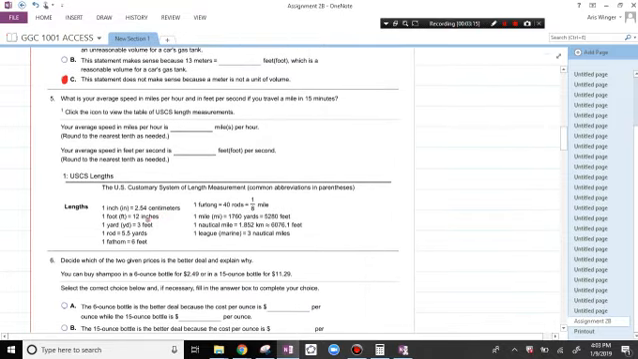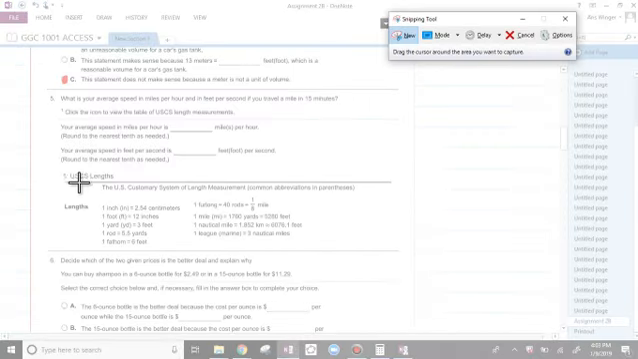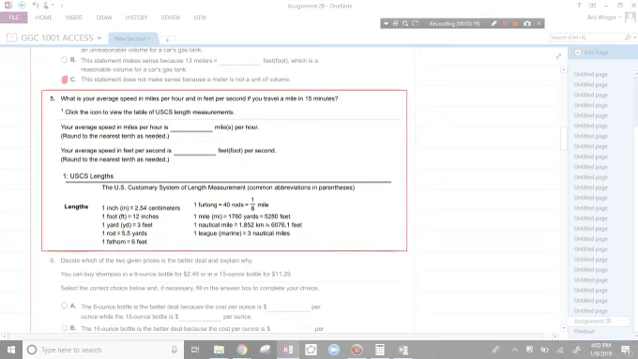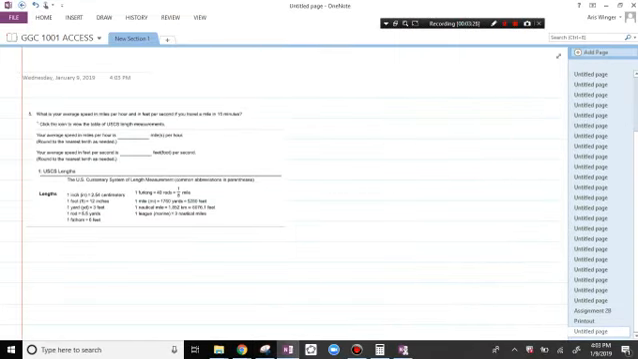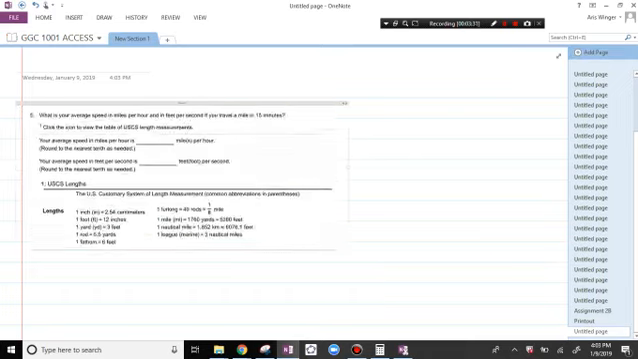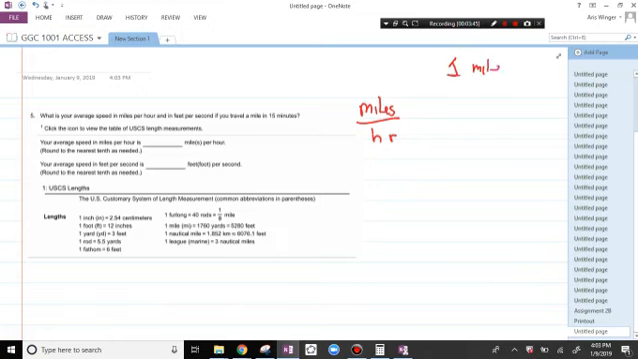What's your average speed in miles per hour? Okay, let's do this one on another page. What's your average speed in miles per hour? So we're looking for miles per hour, if you travel 1 mile in 15 minutes.